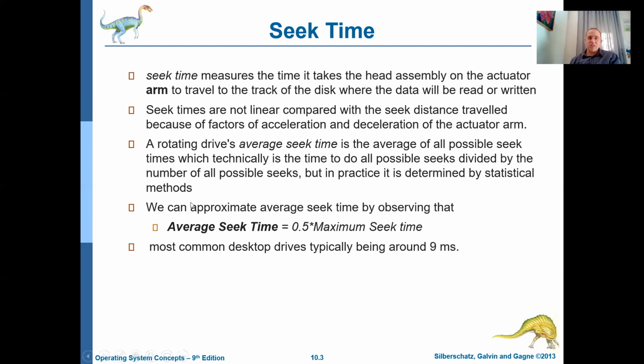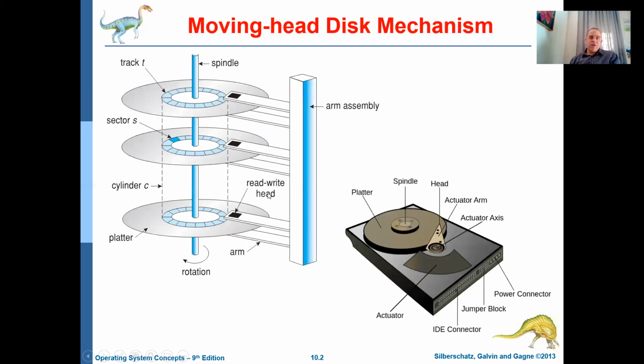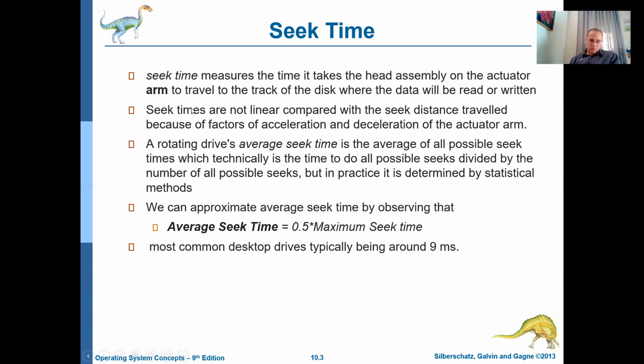But in practice, it is determined by statistical methods. In other words, we're not going to actually measure it. We can approximate average seek time by observing that it is approximately half the maximum seek time. If I'm at 0 and I want to go all the way to 100 or whatever the last cylinder is, and that takes 10 seconds, then the average is 5 seconds. Sometimes I'm only going to go 1 second, sometimes 3 seconds. So the average will be half. Most common desktop drives are typically around 9 milliseconds. MS is milliseconds.